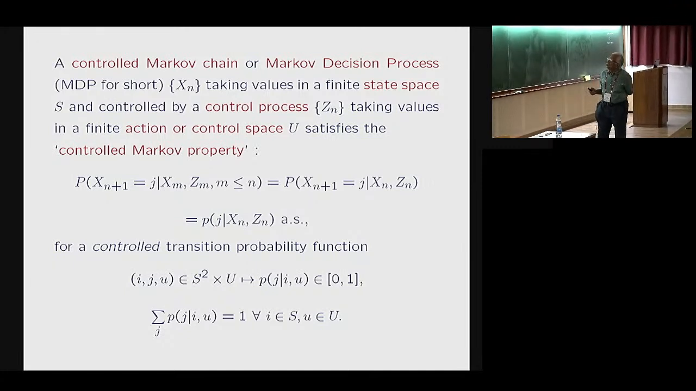So you have two processes. Xn is the state process. I assume it's a finite state chain. And Zn is a control process taking actions in another finite set U. And the probability that X(n+1) equals j given everything up to time n depends only on Xn and Zn, not on what happened before. And it's given by this function P of j given Xn, Zn. So obviously this is a transition probability, so it takes values between 0 and 1 and sums up to 1 over j.